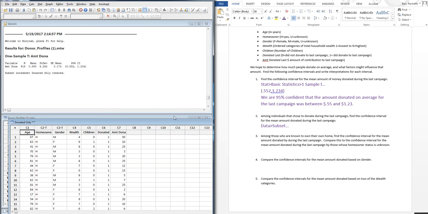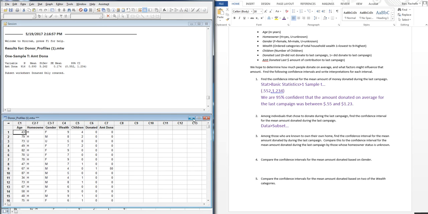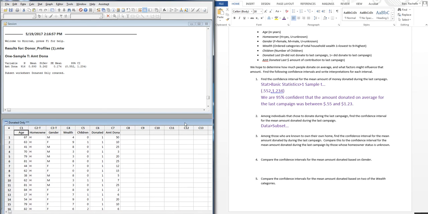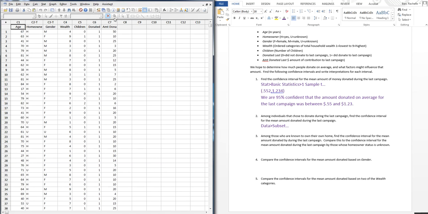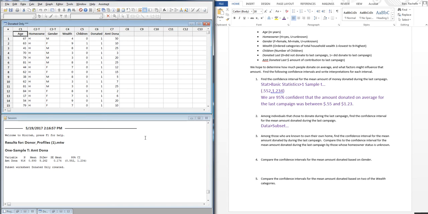So I'm going to click on the old one, the donor profiles one that has all the data, and I'm going to shrink it so I don't accidentally click on it because I only want the donated only people. So you have to be careful. Oh, I just double clicked, sorry. Window, and then tile. There we go. Oh, now my session window's on the bottom. What are you going to do? Anyway, so my donated only pile is now on the top, yay.